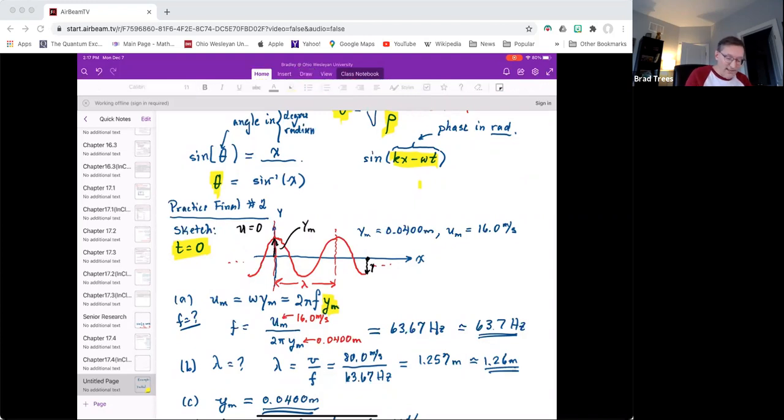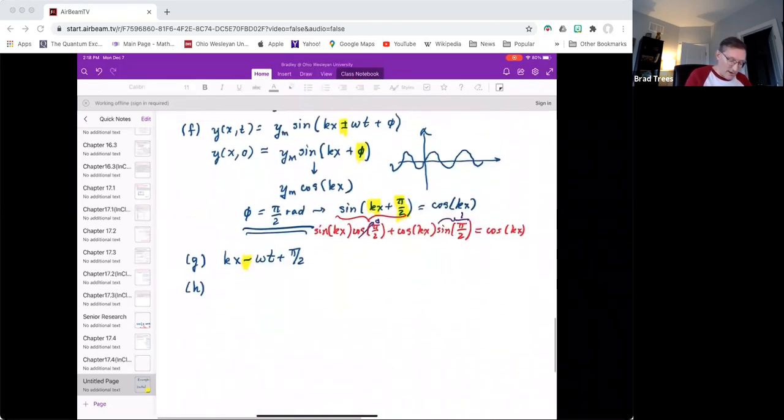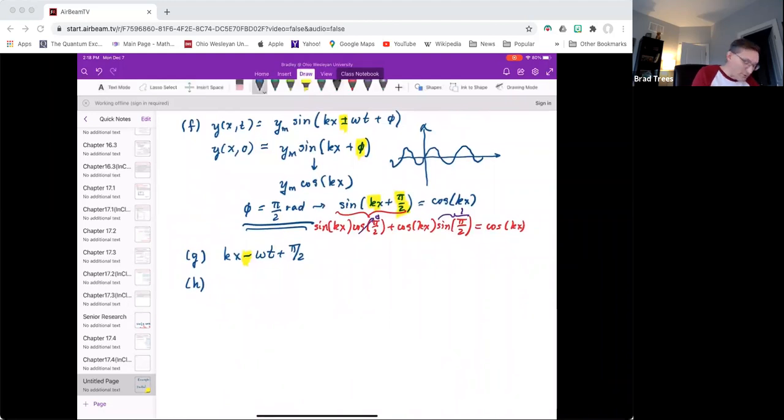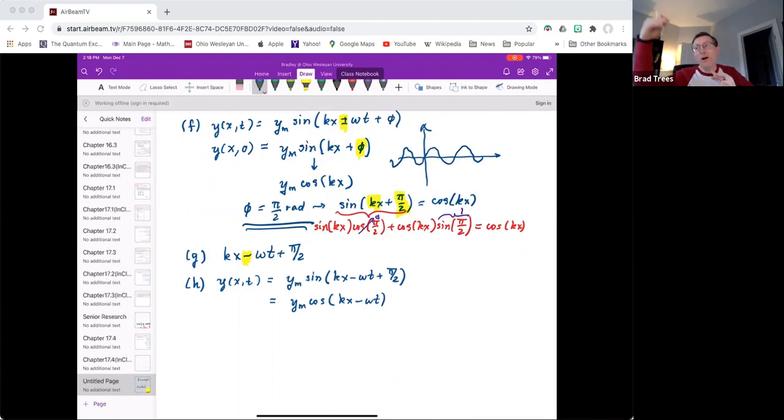All right, well, you can't just look at that picture and guess. There's got to be a way to calculate it. And that's where that wave function comes in. y of x comma t is y max sine of kx minus omega t plus pi over 2, which you can, using the sum rule for the sine, write as y max times cosine of kx minus omega t. Because sine of blob plus pi over 2 is equal to cosine of blob.